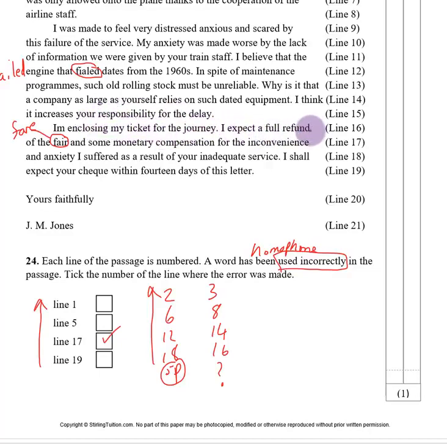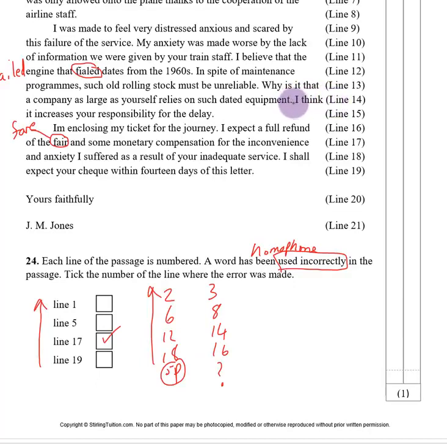I expect a full refund. And with the question mark, all you're looking for is a full stop. So is this a question? I'm looking for enclosing my ticket for the journey. No, it's not a question. So 14, I go straight to it. Right, there's the full stop.